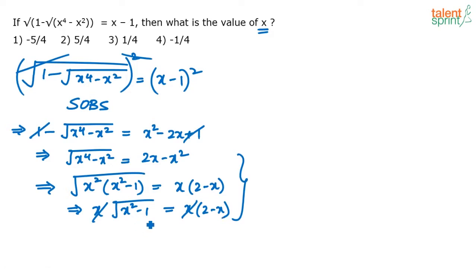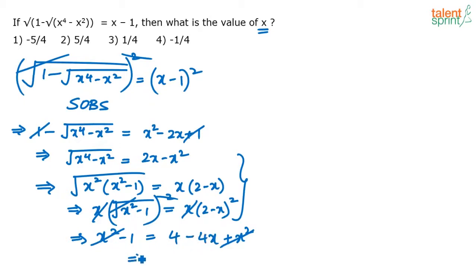Again, squaring on both the sides. What happens? Squaring here and squaring here, we have x squared minus 1, the under root and square get cancelled, equals 2 minus x whole square. That's 4 minus 4x plus x square. So x square and x square get cancelled. We have 4x equals 5. So x equals 5 by 4. Right? 5 by 4, option 2 has to be the answer.